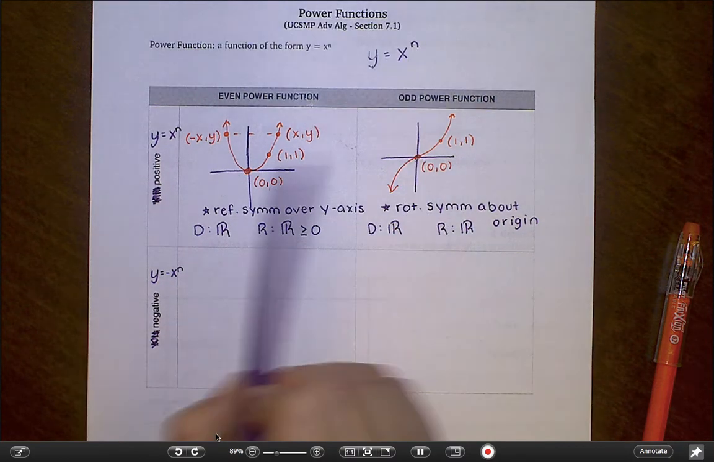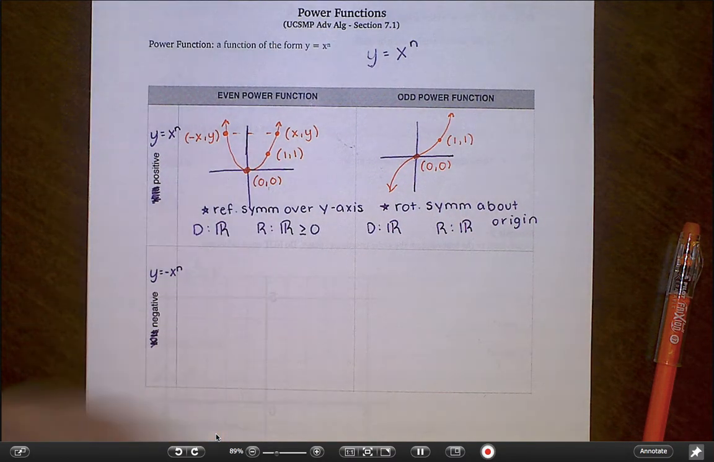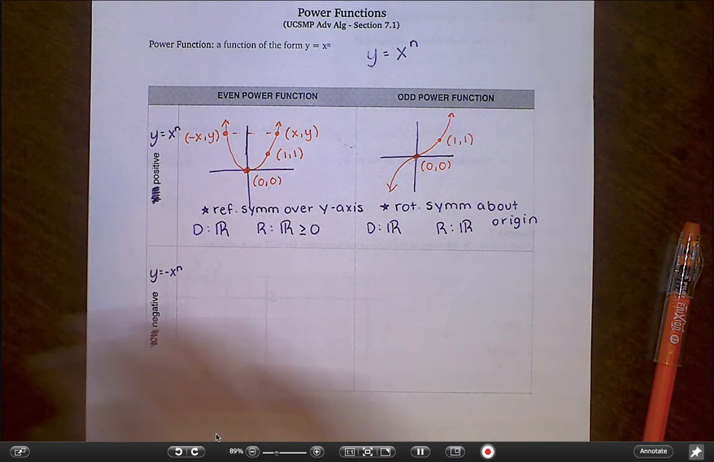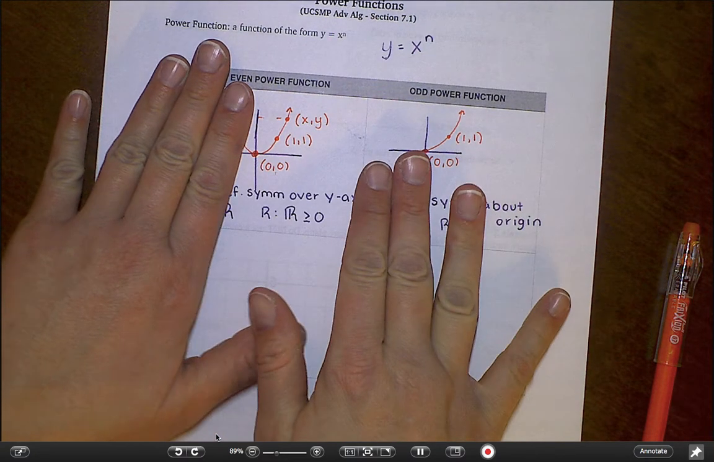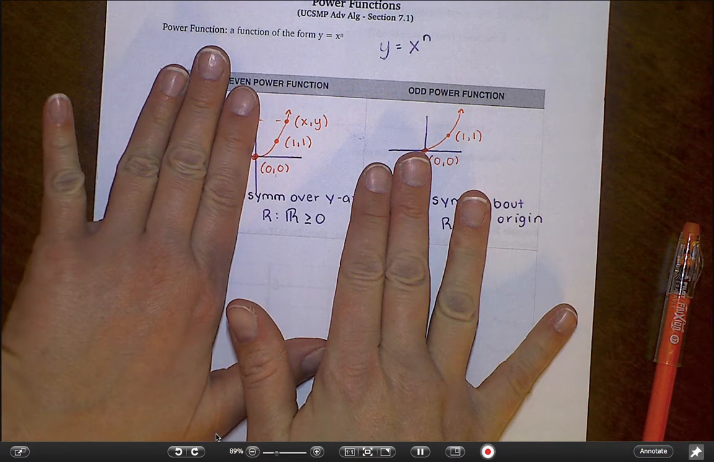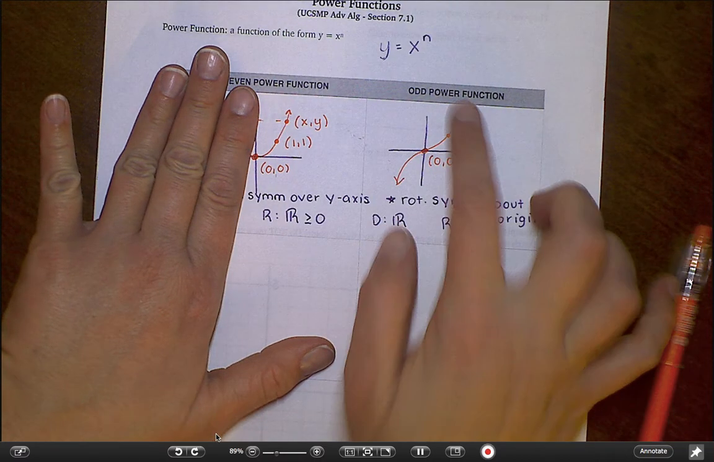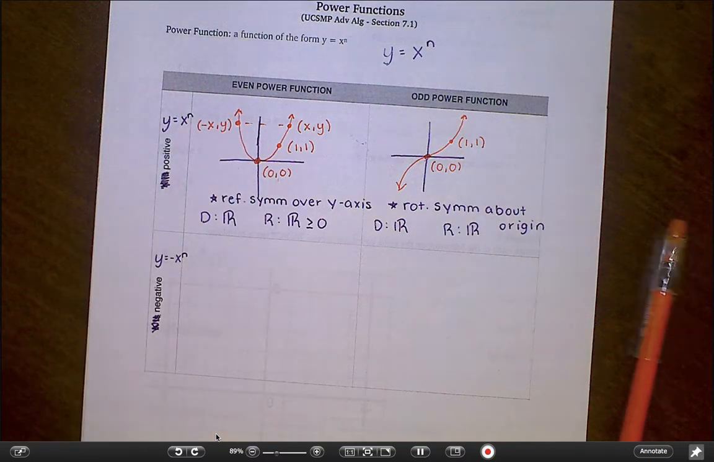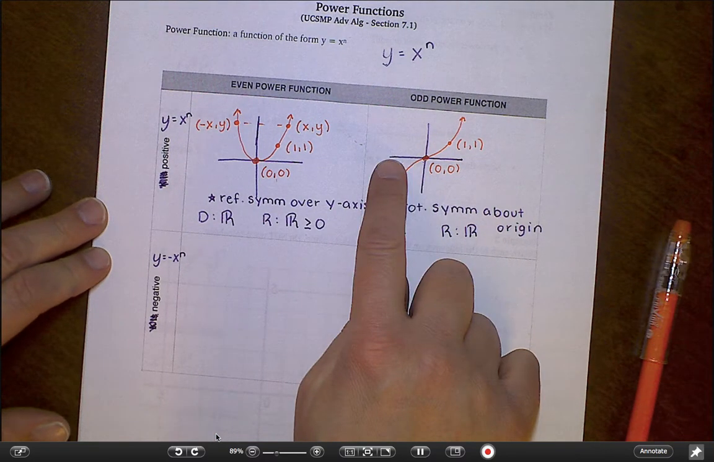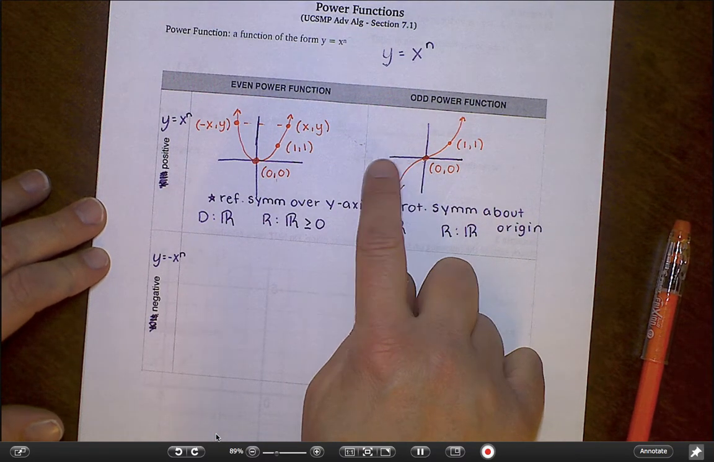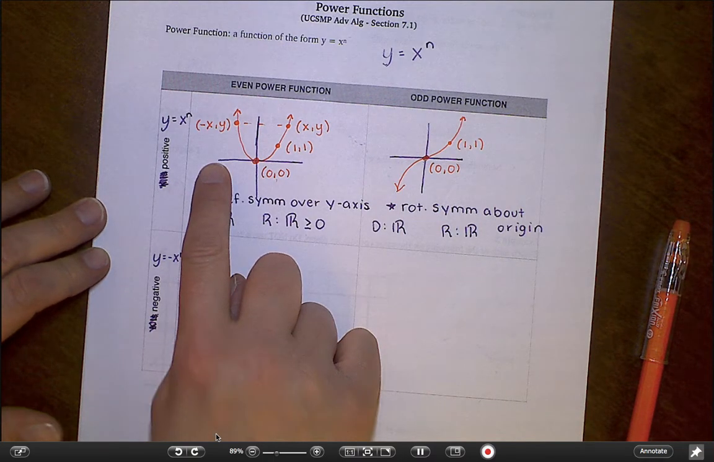Now, at first glance, these graphs might look like they're doing two totally different things. But I want to point out that if you look at just the first quadrant, these graphs actually look really similar to each other, right? This curve here and this curve here really look very similar. The difference is how they behave with negative x values. So if you look at the left side of the graph, this is where the difference comes in.